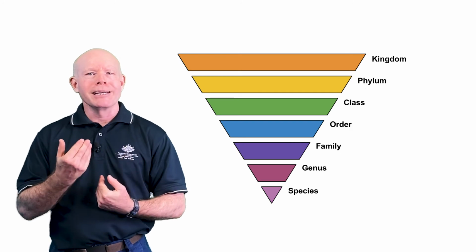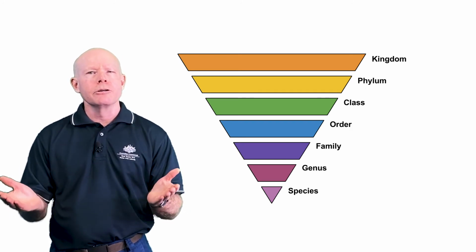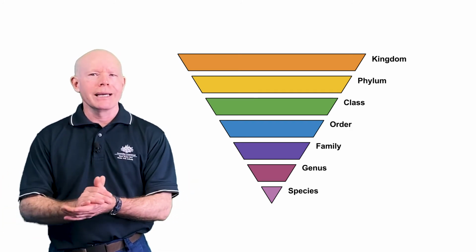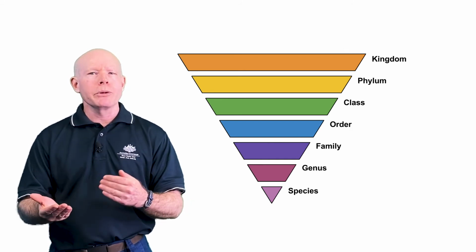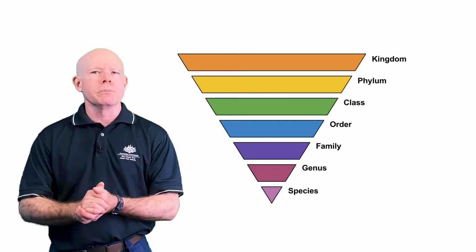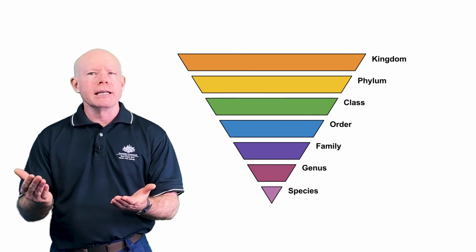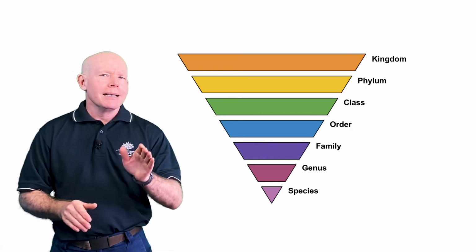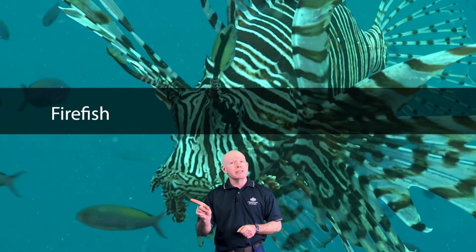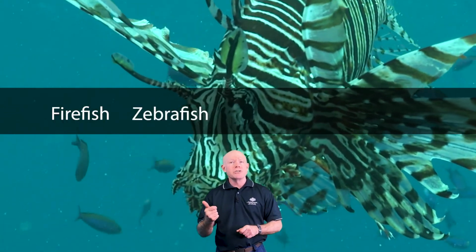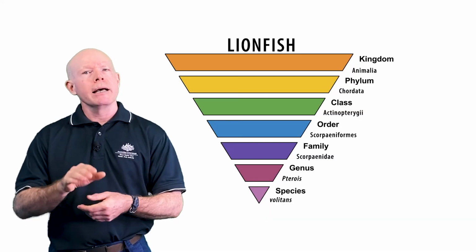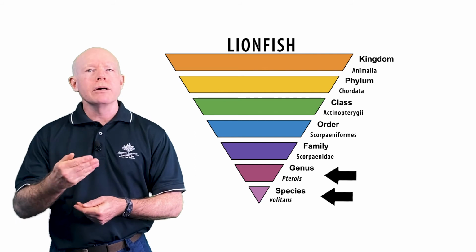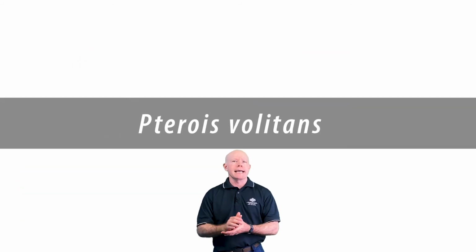This scientific grouping and naming system is used the world over in grouping and naming living things, including our reef creatures. It helps to remove any confusion that may come about with the use of common names for an individual. These common names may be very different depending on where you come from. A good example of this is the lionfish, which is sometimes referred to as a firefish or a zebrafish, a turkey fish, or even a butterfly cod. Now with the taxonomic system and the binomial nomenclature, we know this animal as Pterois volitans.